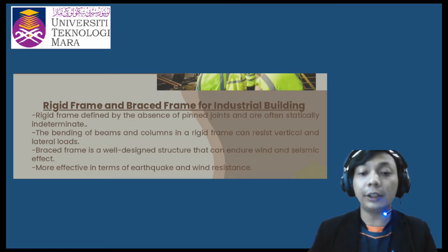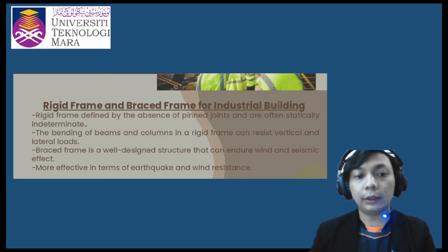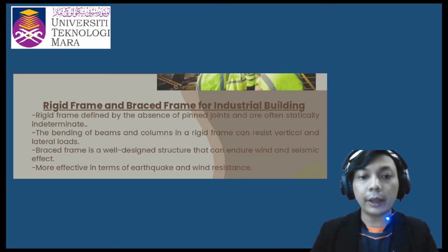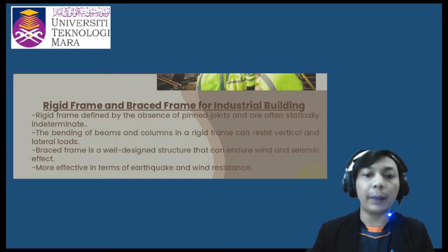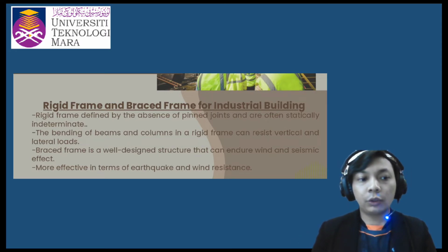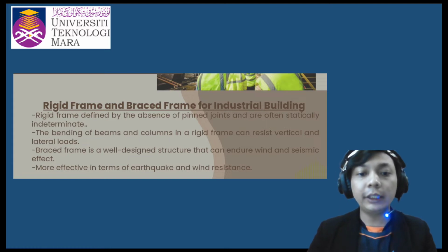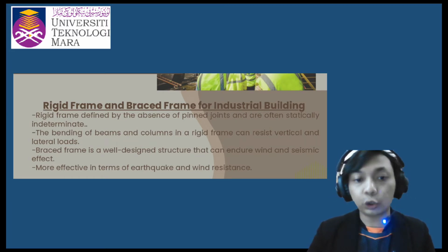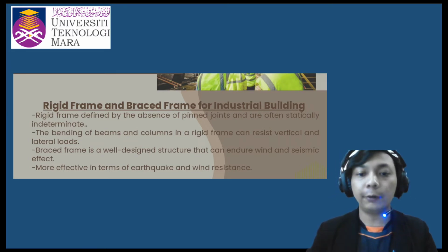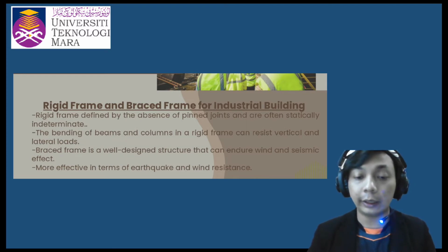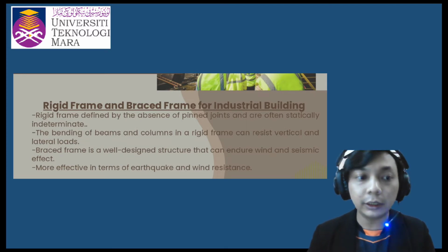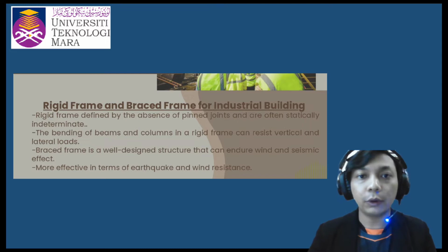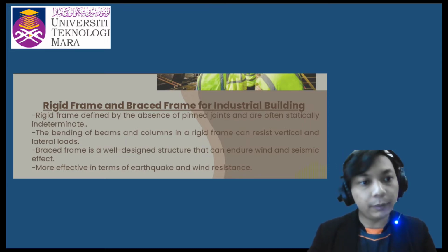A frame structure is a construction that resists lateral and gravitational loads by combining beams, columns, and slabs. These structures are commonly employed to resist enormous moment from applied load. So the most common frames that you see in our daily life, in industrial buildings or many other buildings, are rigid frame and brace frame.